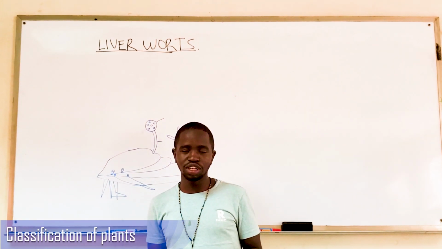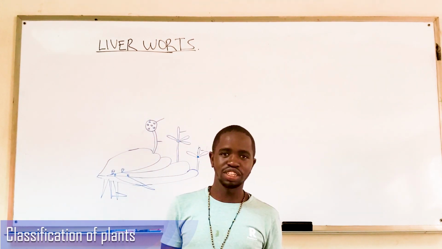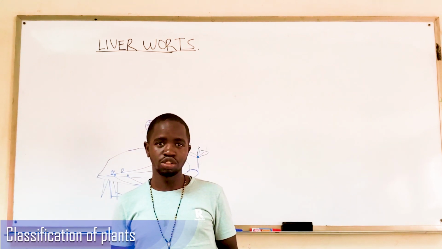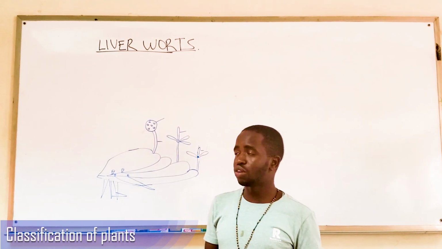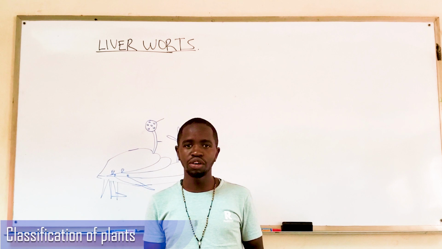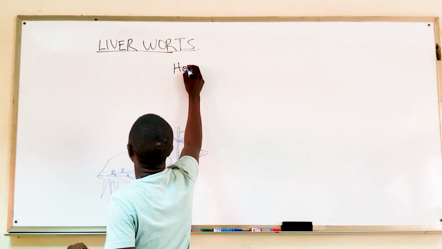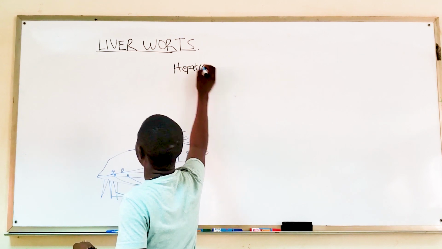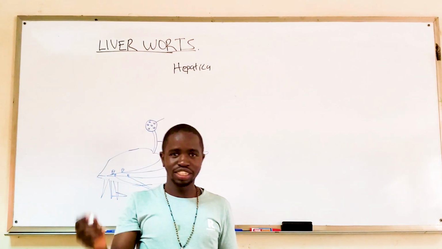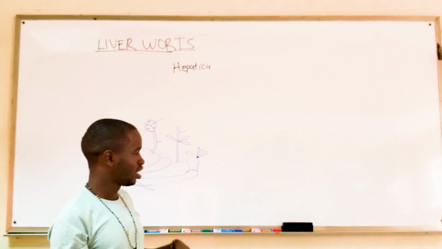So last time we looked at the bryophytes and their various characteristics. Today we are going to begin with one of the classes of the bryophytes, and that is class Hepaticae, where we find our liverworts, which fall under the family Marchantiidae, which we shall see later.